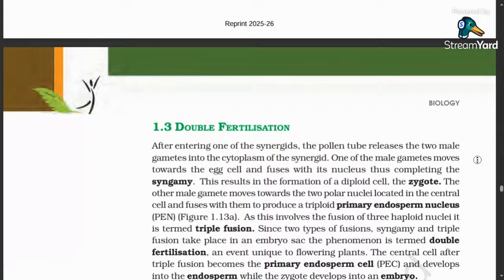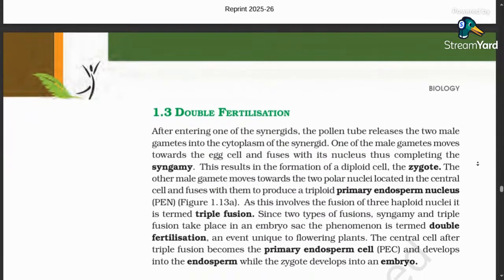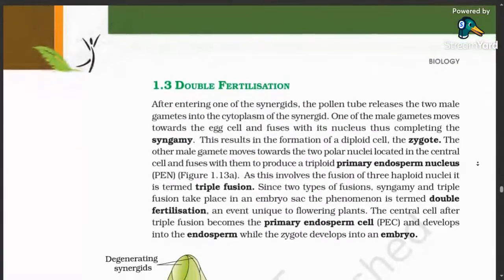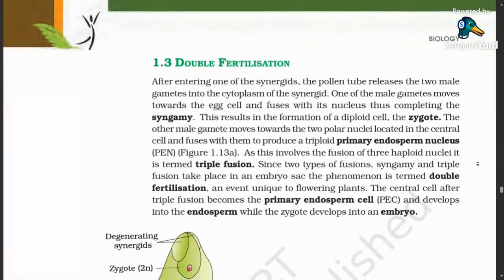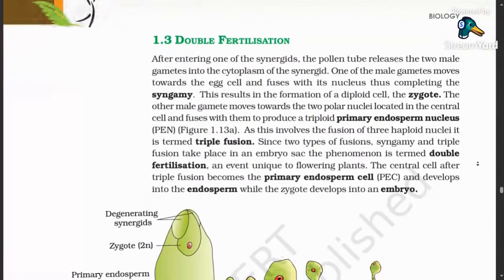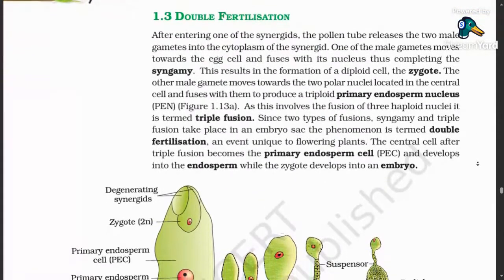The other male gamete moves towards the polar nuclei located in the central cell and fuses with them to produce a triploid primary endosperm nucleus, PEN. This involves the fusion of three haploid nuclei. It is termed as triple fusion. Since two types of fusion, syngamy and triple fusion, take place in the embryo sac, the phenomenon is termed double fertilization, an event unique to flowering plants only.